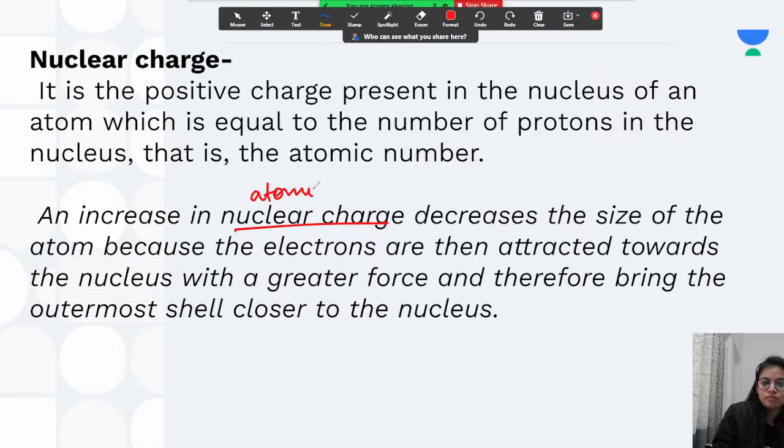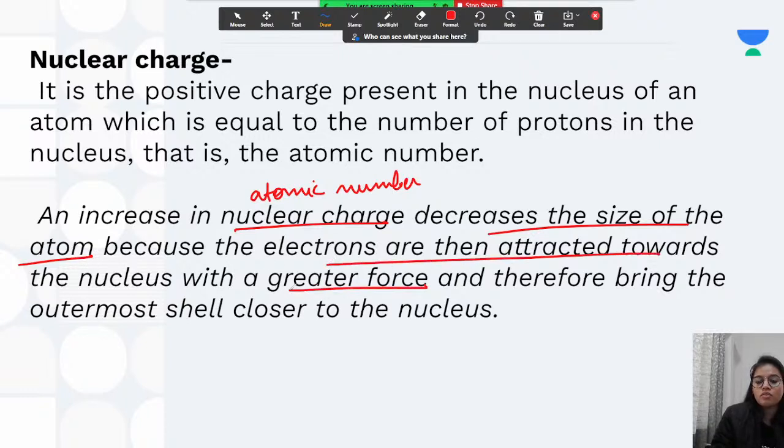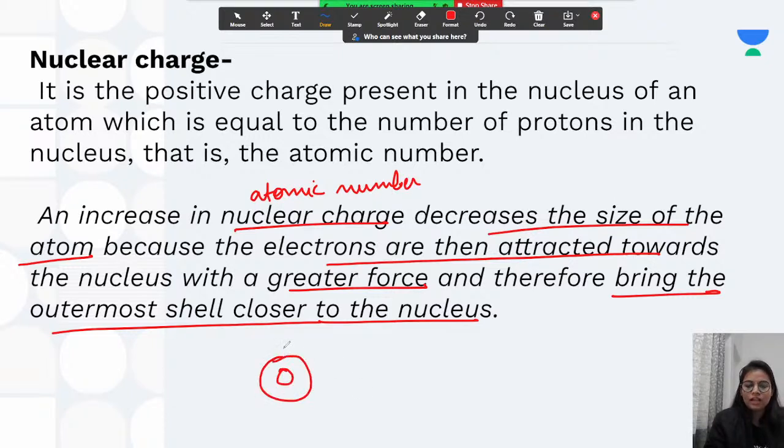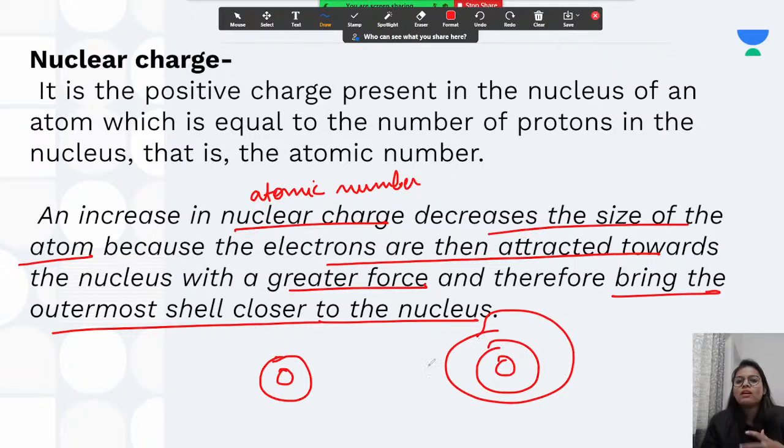Atomic number. Now, that is important. It decreases the size of the atom, because the electrons are then attracted towards the nucleus with a greater force, and therefore they bring the outermost shell closer to the nucleus. Now, if I tell you that one atom has only one shell, and another atom has, let's say, 3 shells, a usual thinking would be that the radius of this would be less than the radius of this atom.